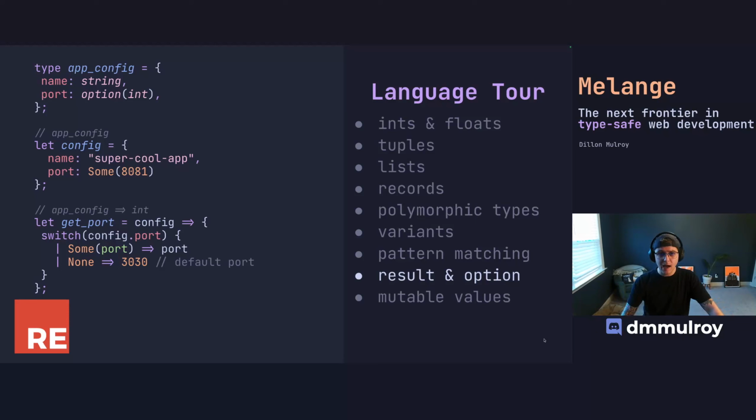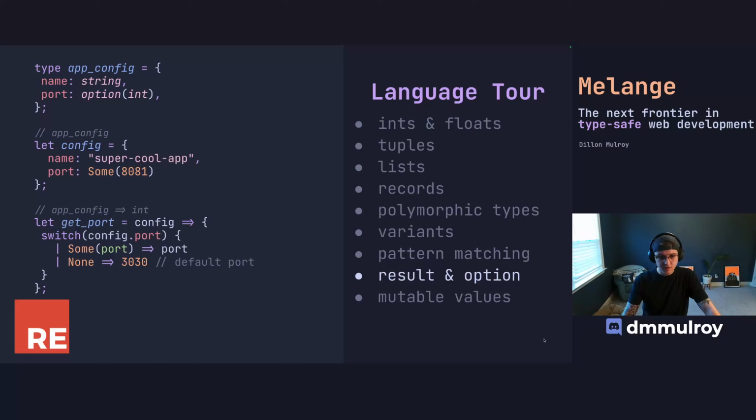Let's imagine we are building some simple HTTP server, right? We have this type app config. It requires a string, and then we can optionally give it an integer port. You can imagine maybe we read in some YAML or JSON file into this let config struct. Our name is super cool app, and then we do decide to supply the port, and we're going to say it's going to be a Some of 8081.